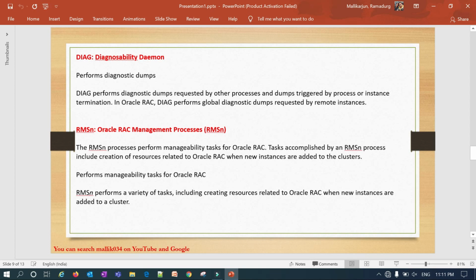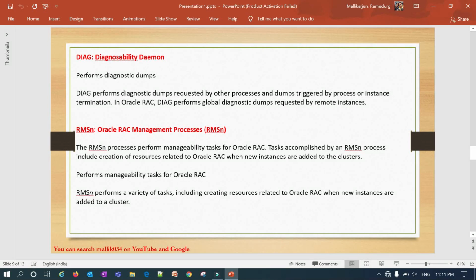DIAG performs diagnostic dumps. What does that diagnostic dump mean? It performs diagnostic dumps requested by other processes and dumps triggered by process or instance termination. In an Oracle RAC, DIAG performs global diagnostic dumps requested by the remote instances.